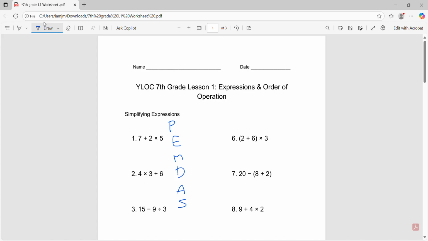So PEMDAS is an acronym for P for parentheses, E for exponents, M for multiplication, D for division, A for addition, and S for subtraction.